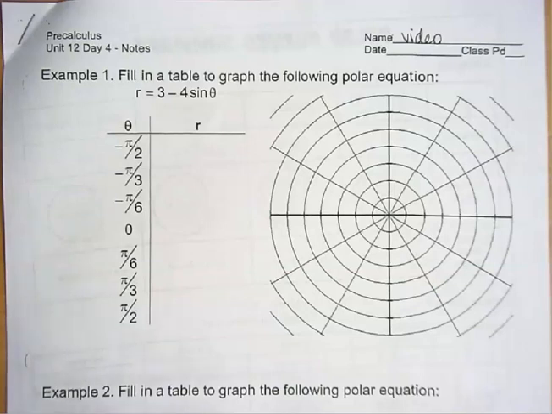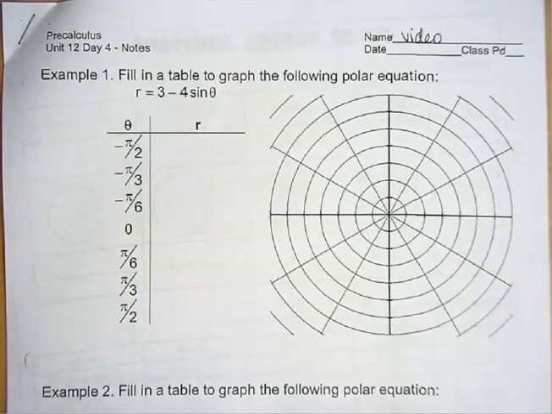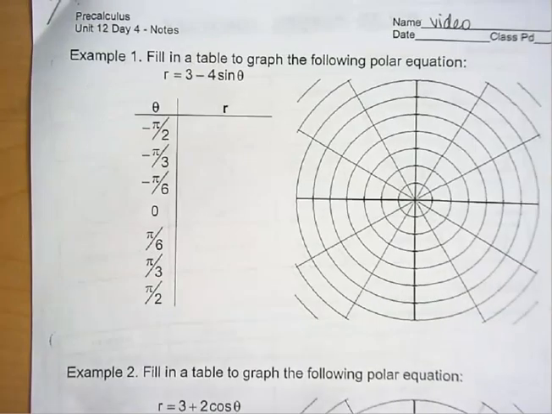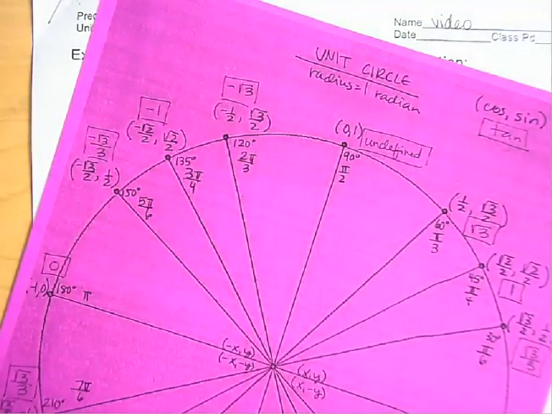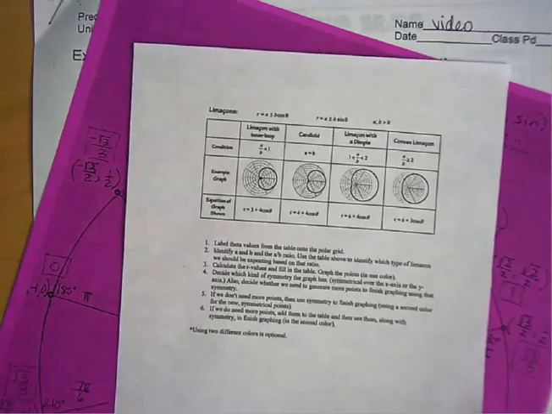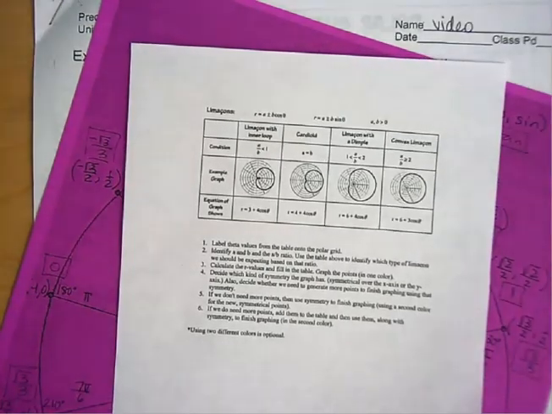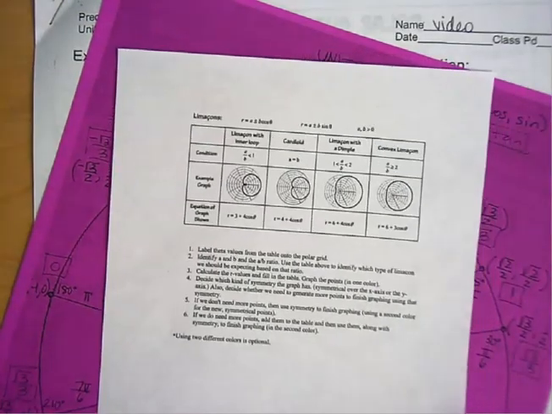All right, here's our video lesson for graphing polar equations. The things that I want you to have for this lesson are the notes packet, a unit circle, a calculator, and this half sheet that I gave you, which I'll explain more about in a second.